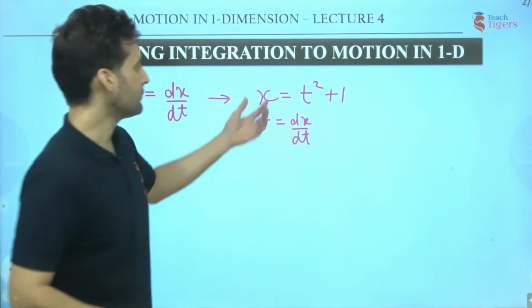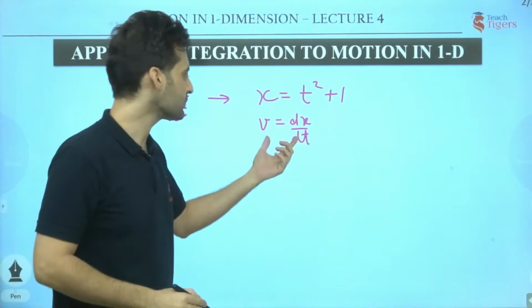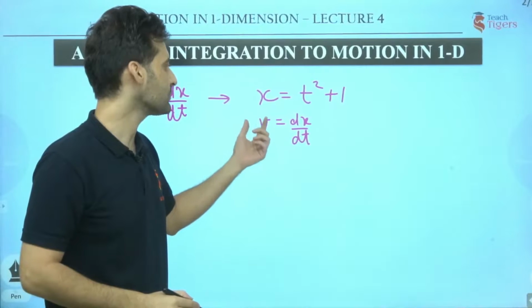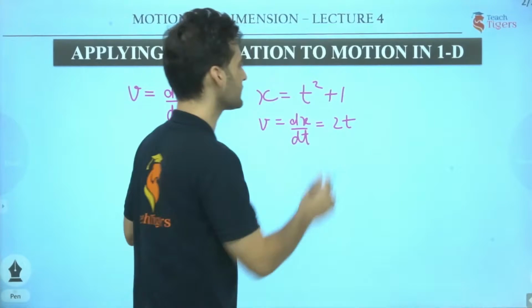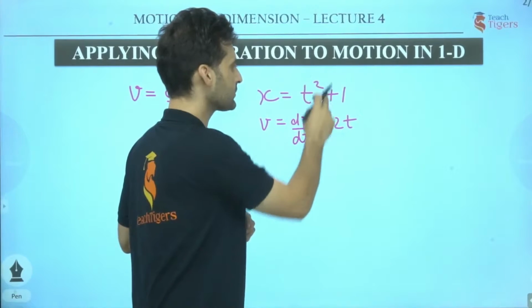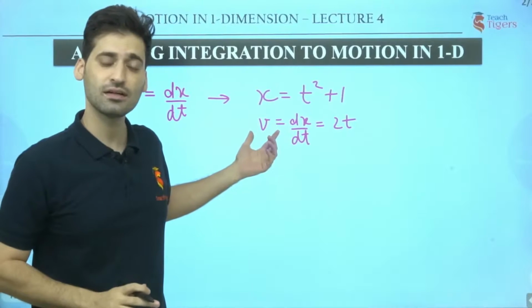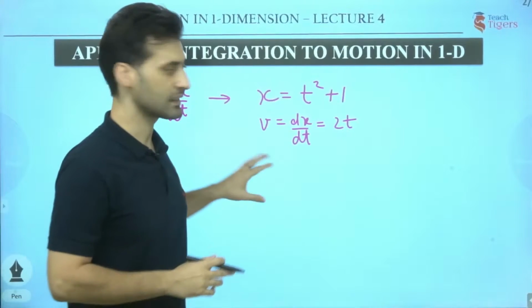What I mean, if the relation between x and t is given to you, you can use this formula v equals to dx by dt and you could get the relation between v and t only, isn't it? So you just have to differentiate it. t squared, the differentiation will become how much? 2t. So you get the relation between velocity and time. Okay, this is how we did this kind of question.